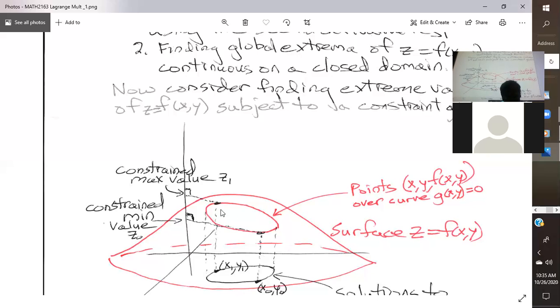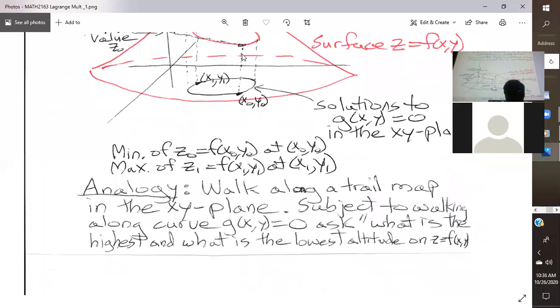What's the highest point on the mountain? What's the lowest point on the mountain? Subject to the constraint that we walk along the trail on our trail map.